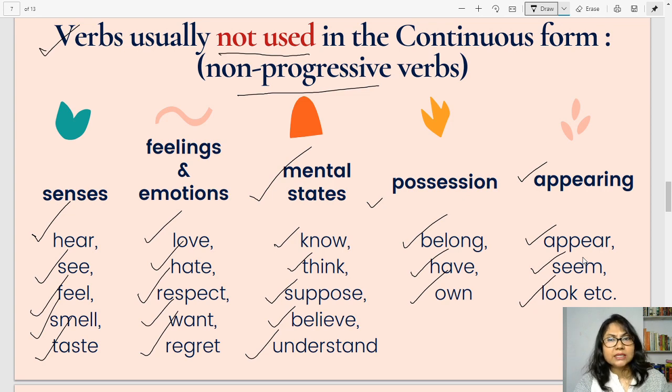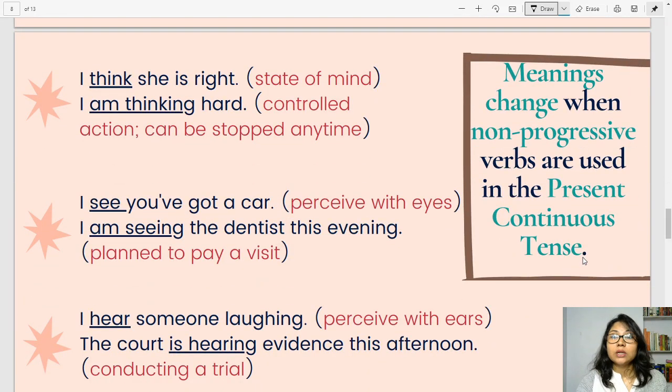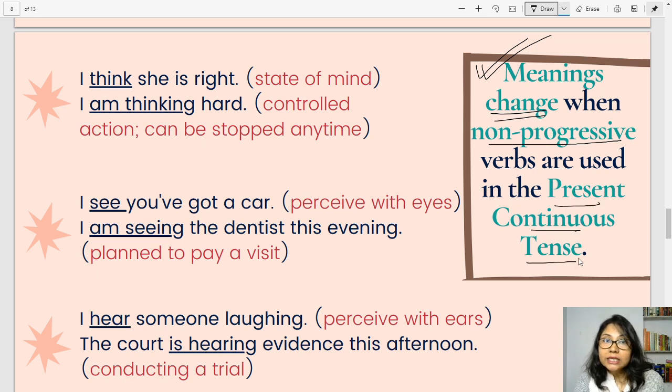For a better understanding, let us move on to the next slide. Okay, now remember children, meanings change when non-progressive verbs are used in the present continuous tense. All these verbs that we just discussed are usually used only in simple present tense. So if you use them in continuous tense, sometimes they are absolutely wrong. I will explain that. And sometimes they change the meaning. Okay?